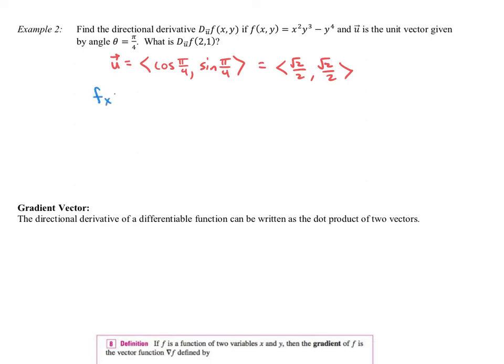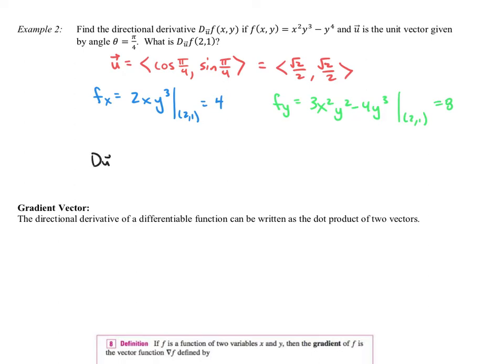And then we want to calculate the partial derivative. So the partial with respect to x, which is 2x y cubed, and then we have our partial with respect to y, which is 3x squared y squared minus 4y cubed. Now we want to calculate both of these partial derivatives at the point 2, 1, so let's go ahead and do that. For this one, we end up getting 4, and then for our partial with respect to y, we get 8.